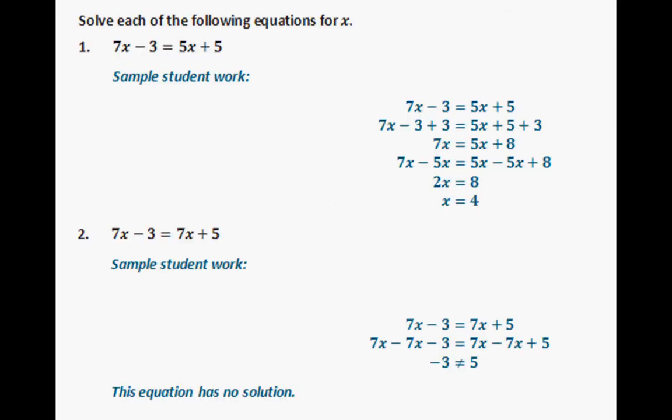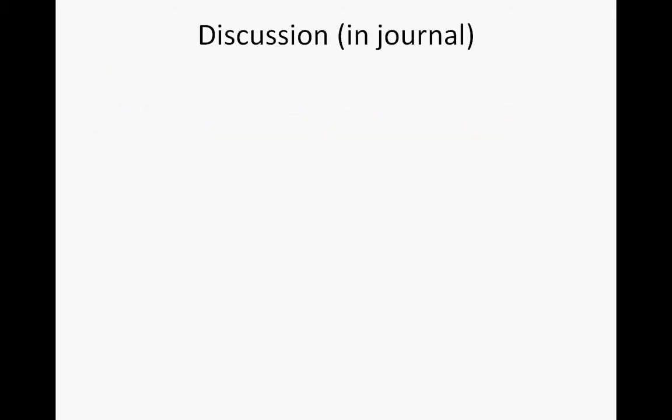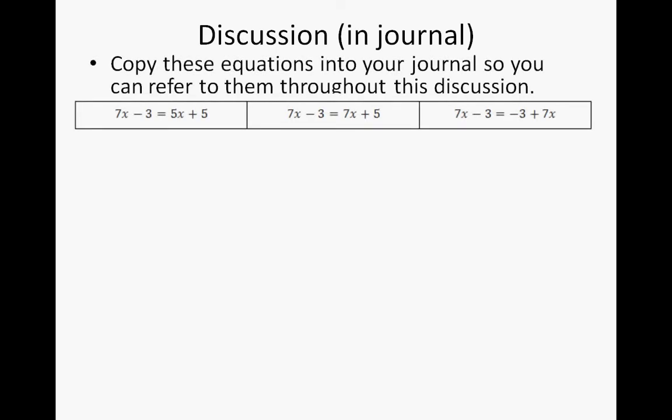Alright, so here again is some sample work. For problem 1 you should have come up with one answer, x equals 4. For problem 2 you would have come up with two values that don't equal each other. So in this case, -3 is not equal to 5. So this equation has no solution. And the third one, you could have ended up with either 7x equals 7x or maybe -3 equals -3. Alright, so let's go ahead and copy these equations in your journal so you can refer to them throughout the discussion.